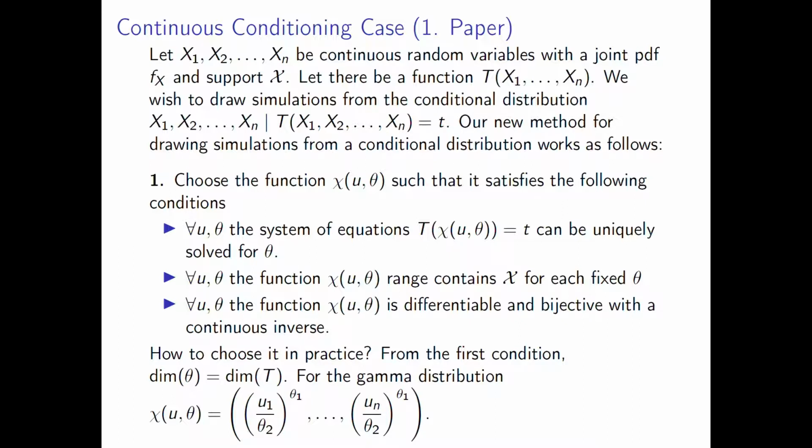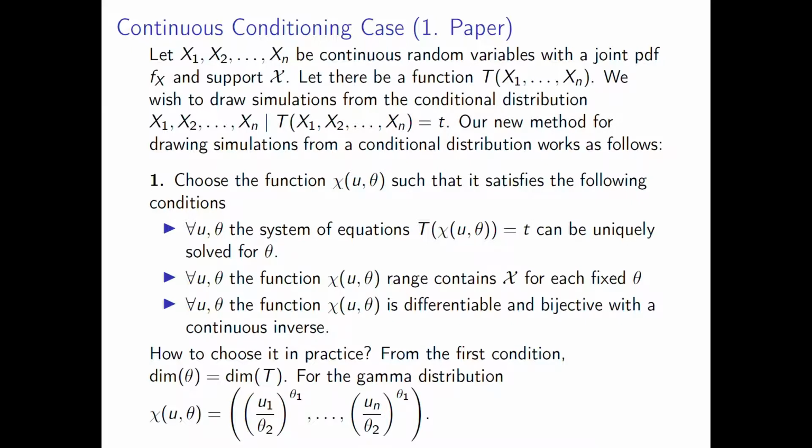And we have a couple of conditions for how to choose the function chi. So first of all, for every u and theta, the system of equations where we have applied t to this function chi has to be uniquely solvable for theta. The next condition is that for every u and theta, the function chi, its range has to contain the calligraphic X, and this has to hold for each fixed theta. And the last condition is that for every u and theta, the function chi has to be differentiable and bijective with a continuous inverse.